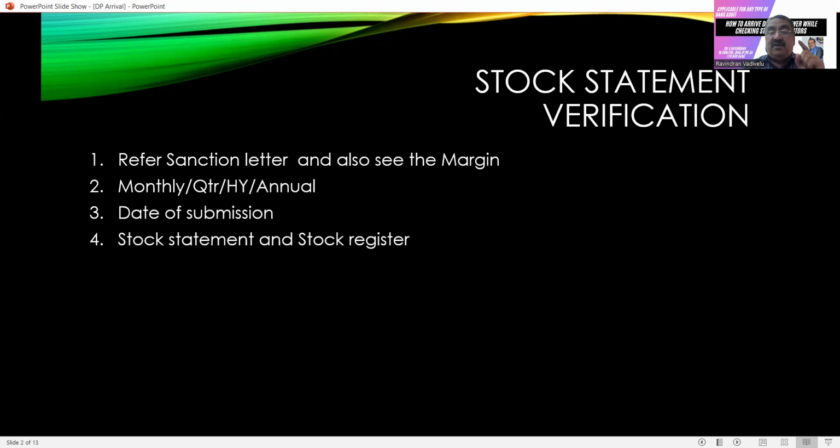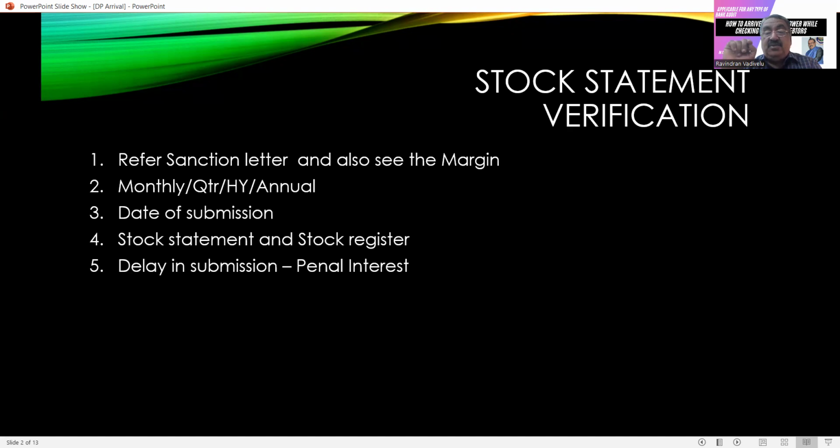So the duty of the auditor is to see whether the borrower has submitted the stock statement and whether those stock statements have been properly recorded in the stock register. And in case there is a delay in submission of the stock statement, yes, it is also possible. If that is the case, then the bank or branch has to levy a penal interest on the late submission, or we can say that the penal interest has to be levied on the borrower's loan account till the borrower has submitted the stock statement.